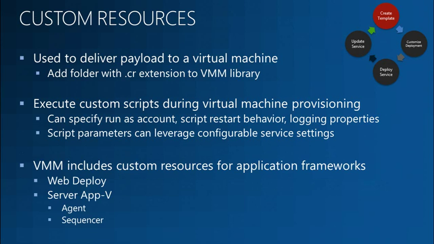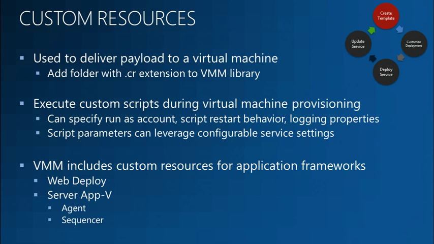So now I'm going to start walking through some of the building blocks of service templates. First one we talked a little bit about, custom resources. Again, this is just a folder that you drop into a VMM library share. The folder has to end in a .cr for custom resource extension, and we'll bring that folder in and then make it available for use in service templates through the generic command execution environment.